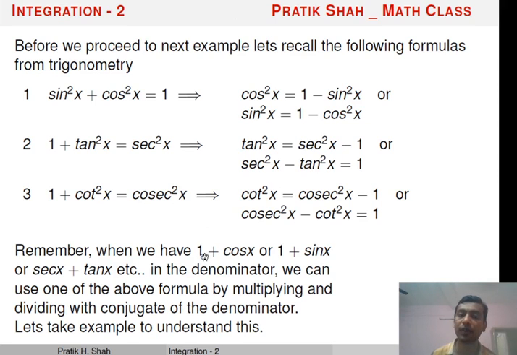So if the denominator is 1 plus cos x, we will multiply and divide by 1 minus cos x. If the denominator is 1 plus sin x, we will multiply and divide by 1 minus sin x. If the denominator is sec x plus tan x, we will multiply and divide by sec x minus tan x, its conjugate. Let's make it very simple and clear through the examples.